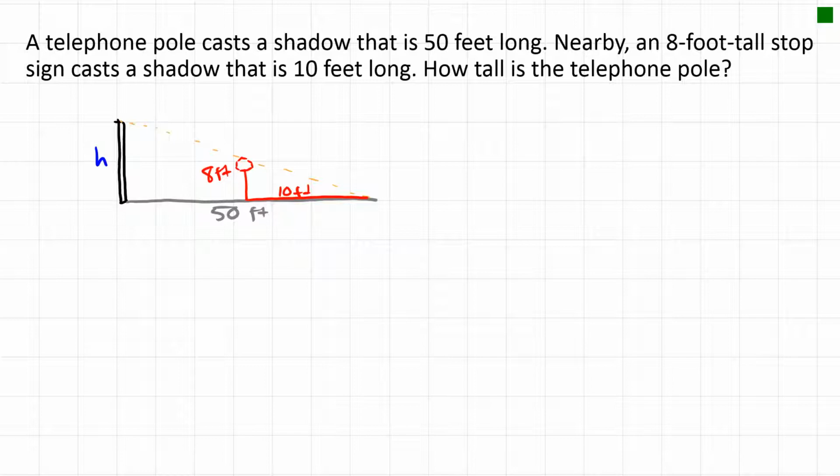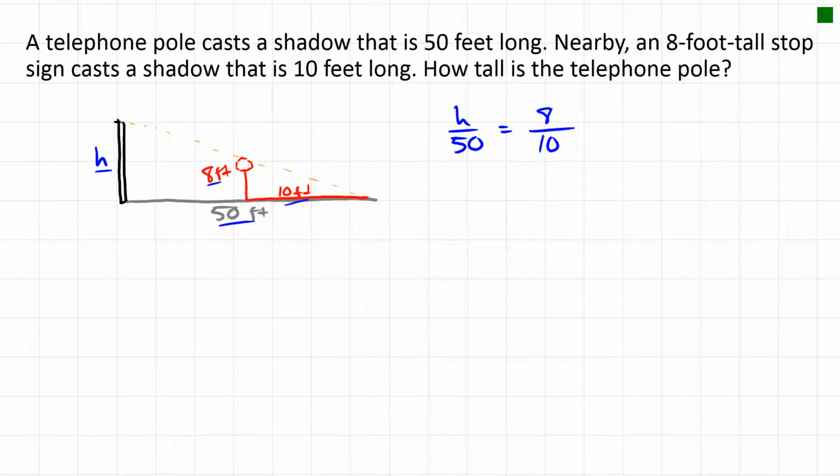So I'll call that h. Could use x as well, but I'll use h. So proportions of sides, let's start with h since it's our unknown. I'll say h to 50 in the telephone pole's triangle with its height and its shadow. h to 50 is equal to the equivalent in the other shadow case, which is 8 feet, the height of the stop sign, and 10 feet, the shadow of the stop sign. So that's 8 to 10.